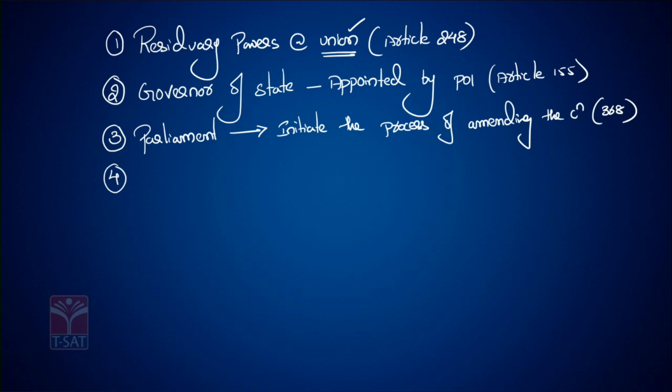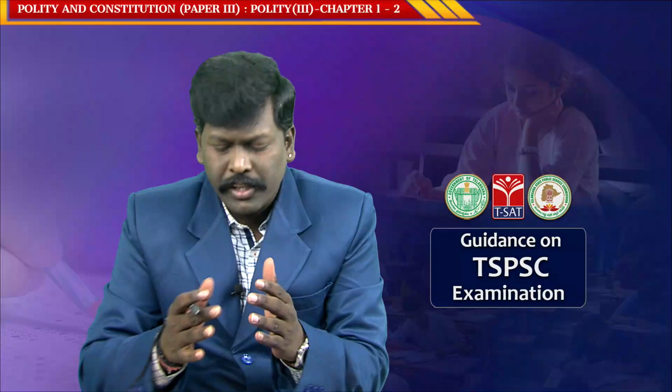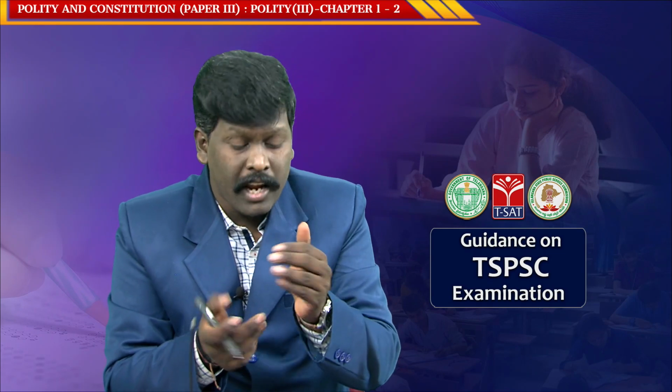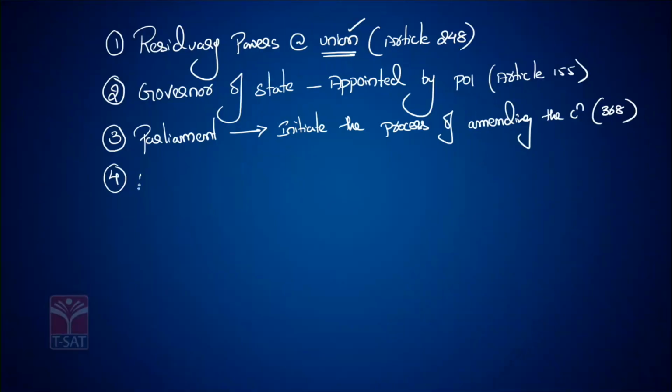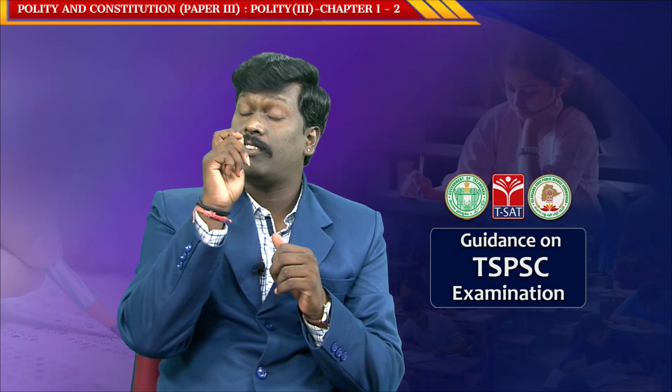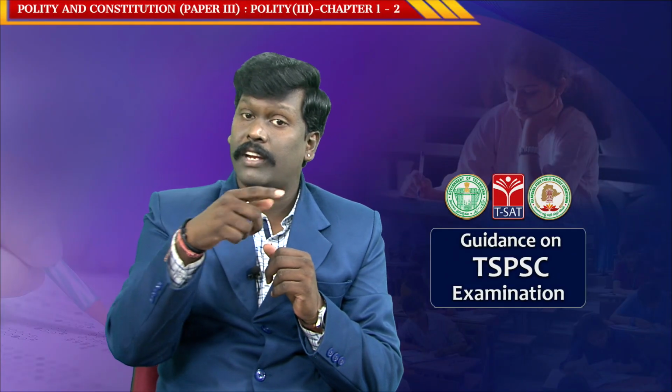Reason number four. Suppose you want to create or merge or change the boundaries of the states in India, who has the authority to form the new states in India? Parliament. The Union has the authority to form new states in India according to Article 3 of the Constitution. According to Article 3, it is the Parliament which has the authority to form the new states in India.